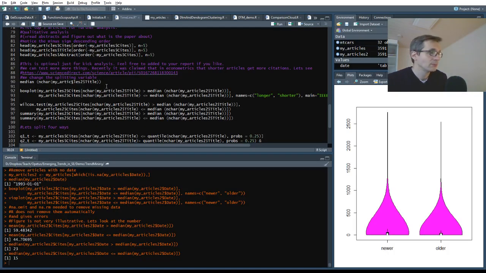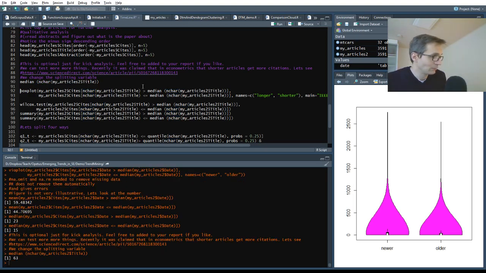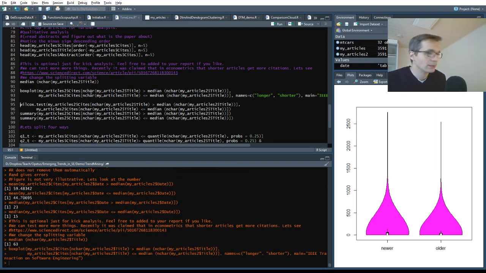Okay, so we are back in RStudio, and to figure out the length of the article titles, we simply use the nchar function and apply it to all the titles, and we split at the median. We can see that the median length is 63 characters. We could also consider words, but in this case we just consider characters. Now we can do a box plot using this title length as a splitting variable and see whether longer or shorter titles receive more citations. So let's have a look.